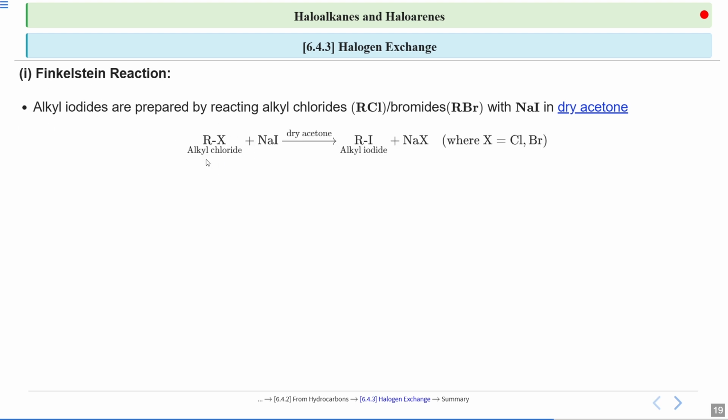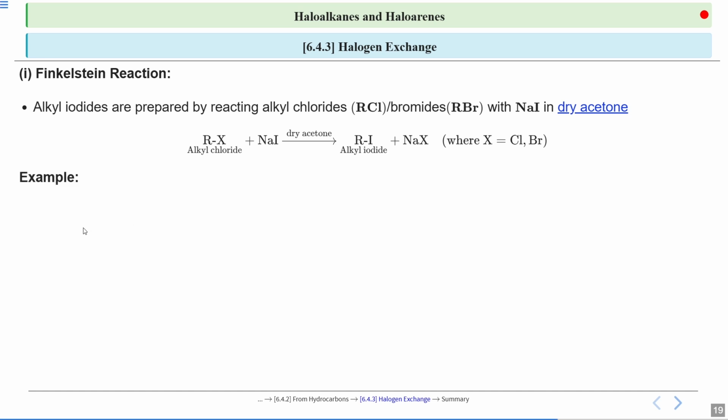So we take an alkyl chloride or alkyl bromide. This X can be chlorine or bromine. This is reacting with sodium iodide in the presence of dry acetone and you are getting alkyl iodide as your major product, plus sodium halide, either sodium chloride or bromide, as your side product.